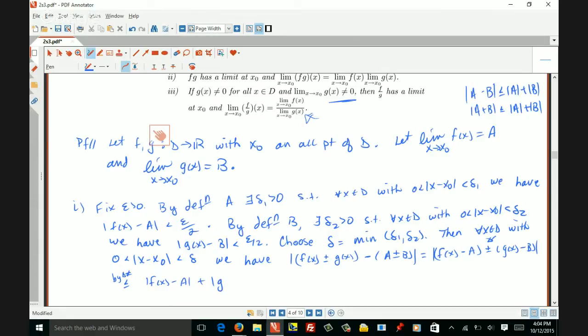Okay, so then this becomes g of x minus b. But what is each one of these smaller than? So what do we conclude? That's the first one. Yep. The multiplication one's a little bit harder.